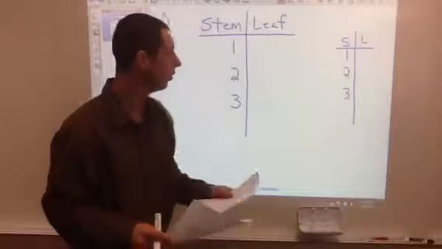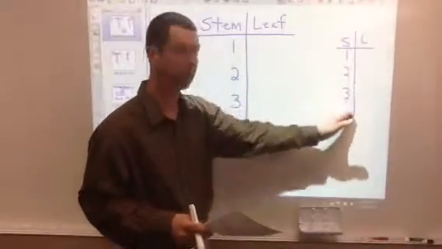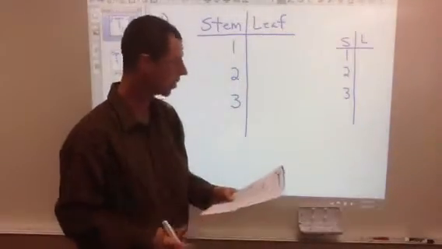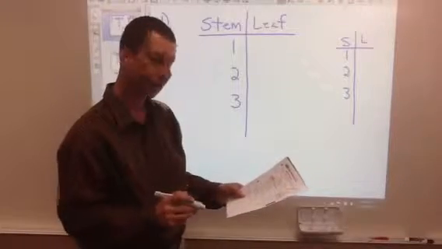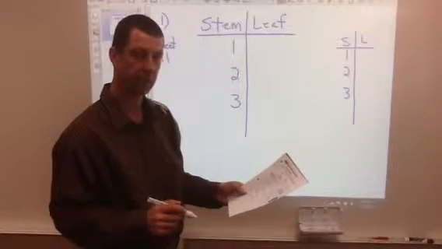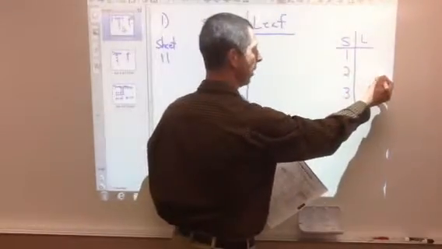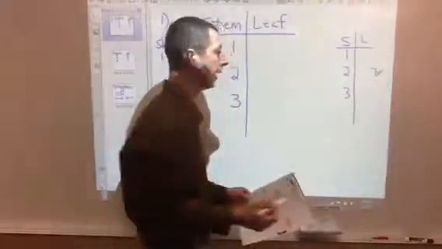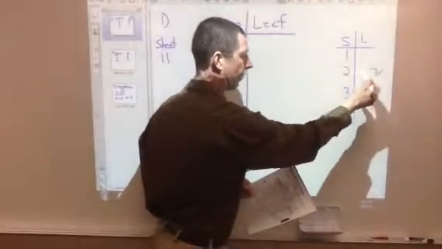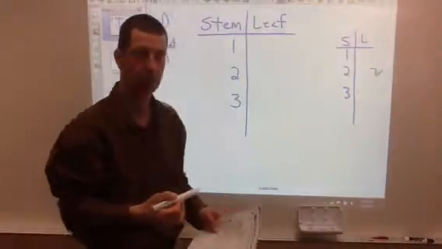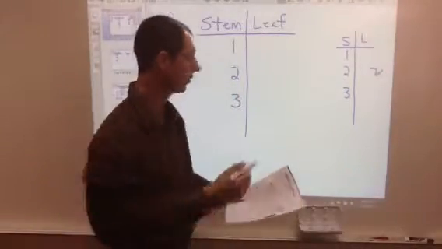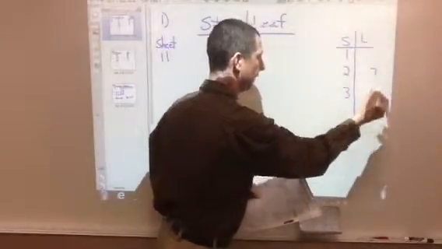If you do your scrap one first, I take the first number. The first number is 27, so here's the 20s. I'm going to put my 7 out here a little ways away, so I have room to put numbers in front of it, smaller numbers. My next number is 35. I'm going to put a 5 right here.